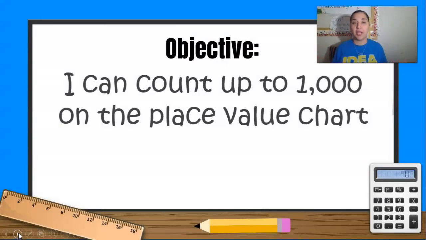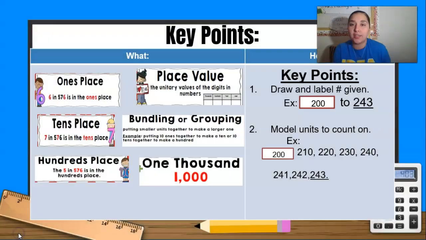Let's learn the objective today. What are we going to learn today? Well, today, by the end of class, you're going to count up to 1,000 on the place value chart. Your turn to read the objective. Yes, by the end of class, we're going to be able to count up to 1,000 on the place value chart.